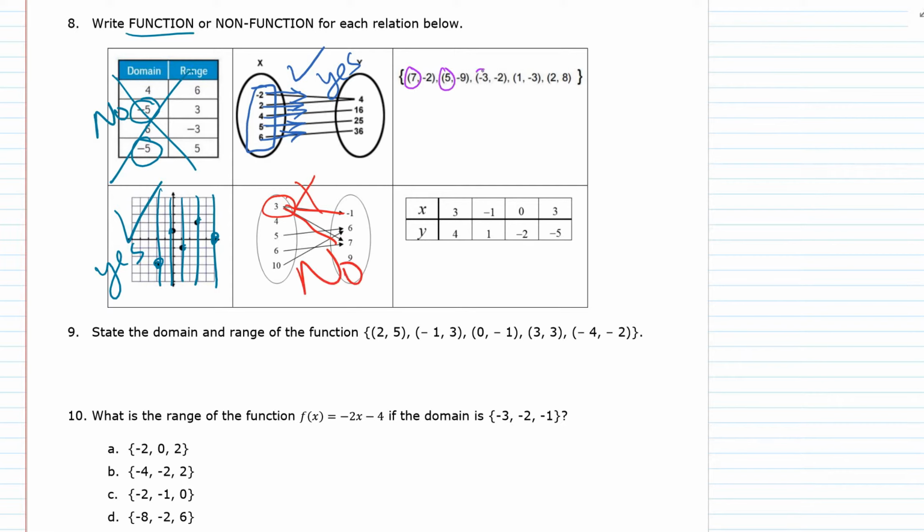We look to see if any of our x's repeat. None of those x's repeat, so that is. Once again, we look to see if our x's repeat. Here, both the 3's repeat, so the same number 3 has two different outputs, 4 and -5, so that is not correct.